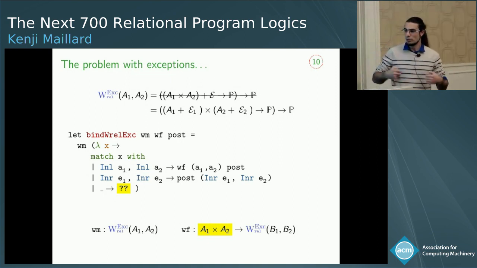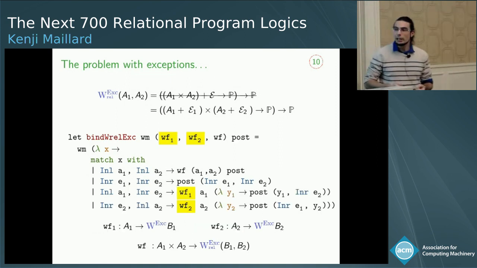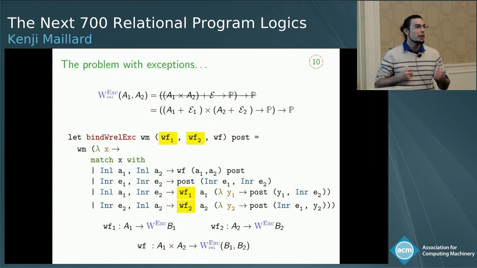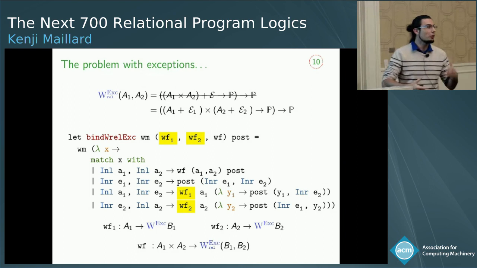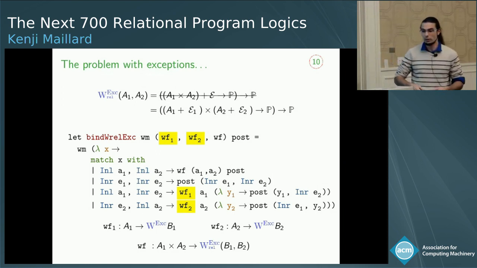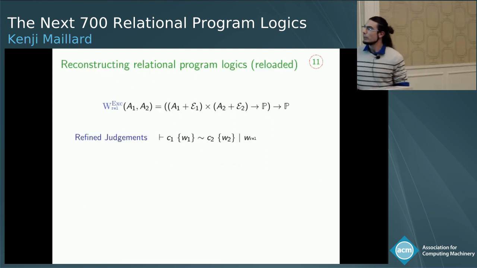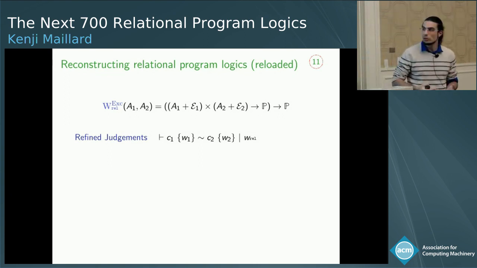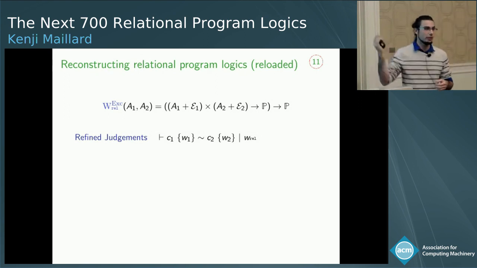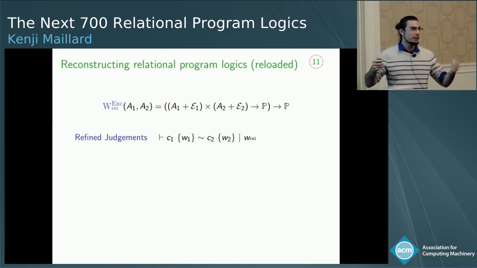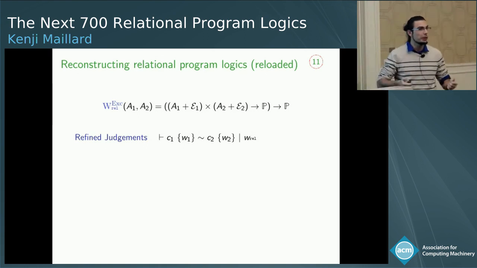So in order to resynchronize the program, I actually need to provide also unary specifications that allow to provide this synchronization on the side where the program didn't fail. And with this unary specification, we can define refined relational judgments, which carry not only the relational specification, which is at the border, but also the specific unary specification of each of my two programs.